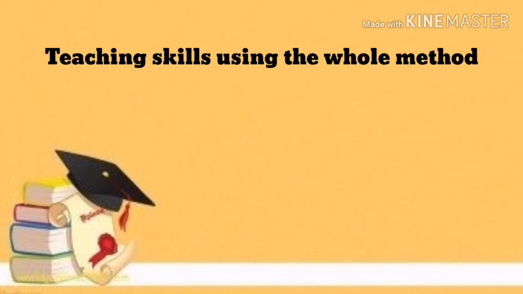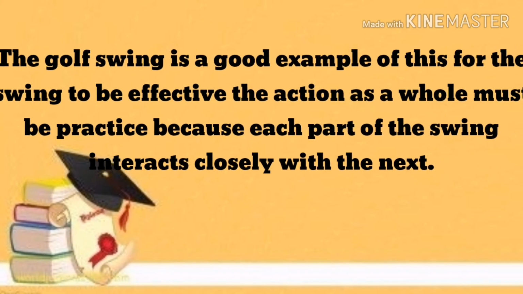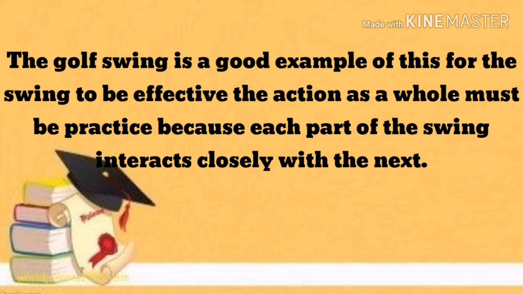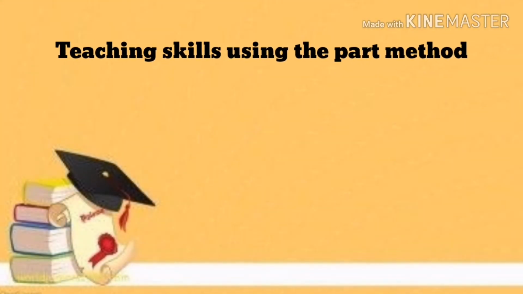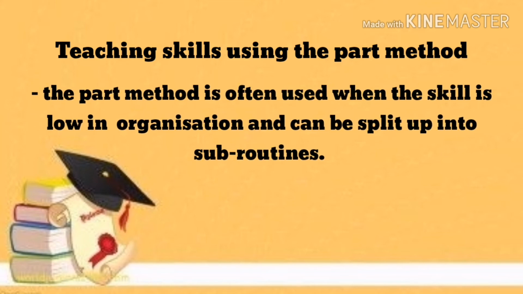Teaching skills using the whole method. In the whole method, skill is taught without breaking it down into subroutines or parts. The golf swing is a good example of this. For the swing to be effective, the action as a whole must be practiced, because each part of the swing interacts closely with the next. Teaching skills using the part method. The part method is often used when the skill is low in organization and can be split up into subroutines.